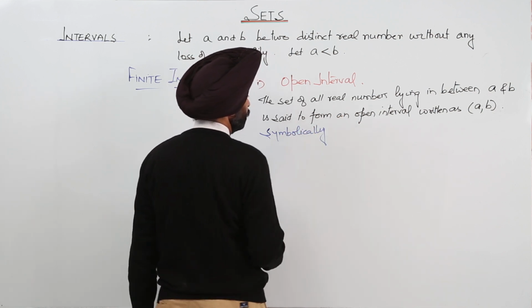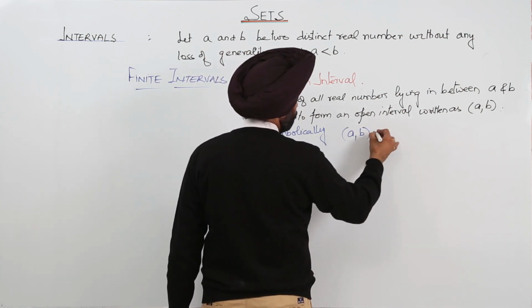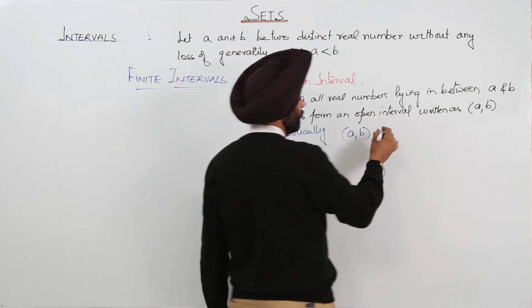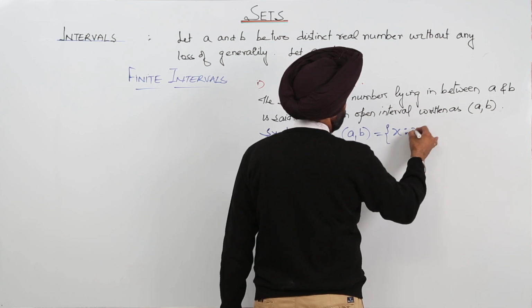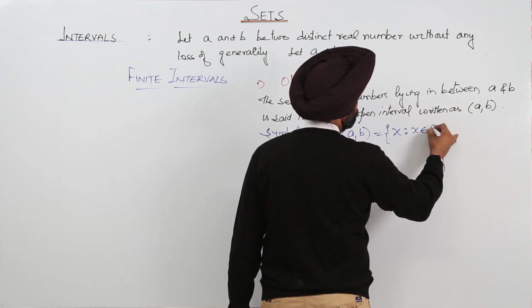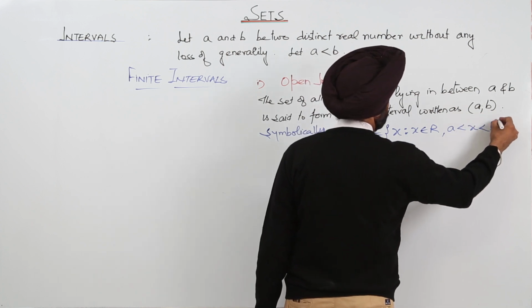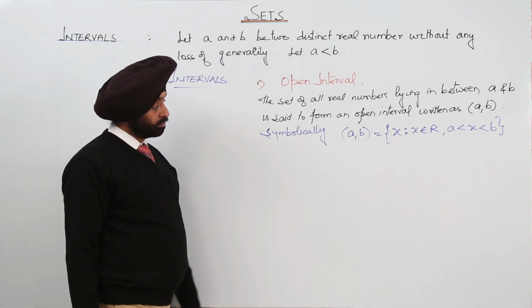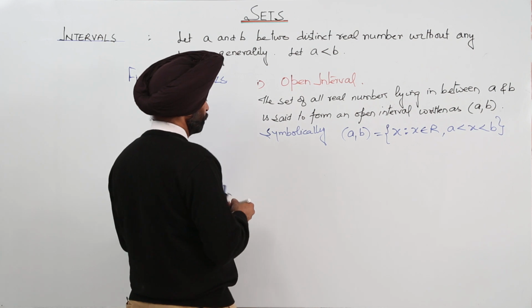Symbolically, (A, B), this indication means open interval. This means {X : X belongs to real numbers and A < X < B}. Is it clear?